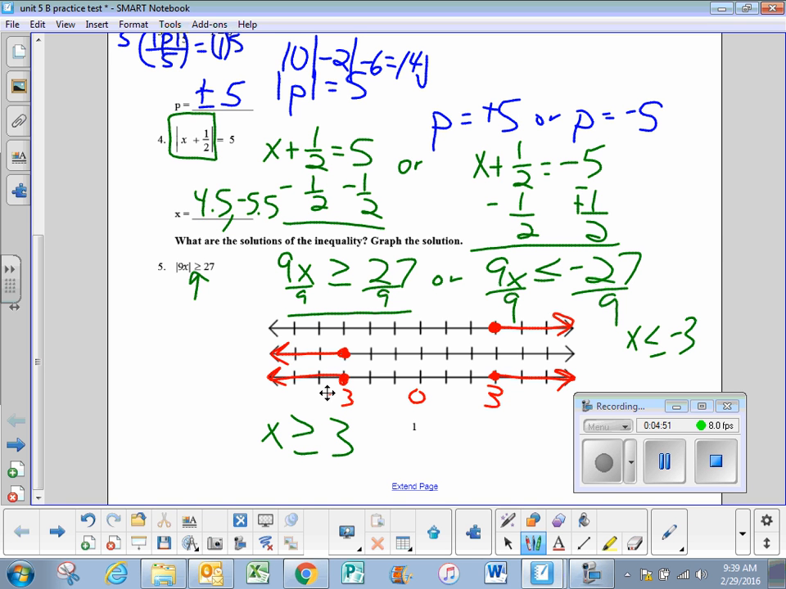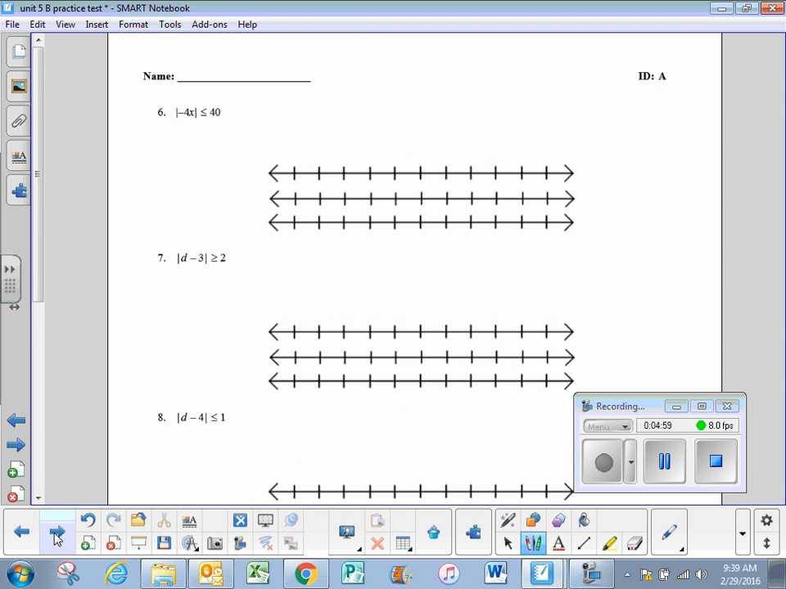So in order for this to be true, any value -3 or less, or 3 or more, will make that a true inequality. Okay, number 6. Same deal here.